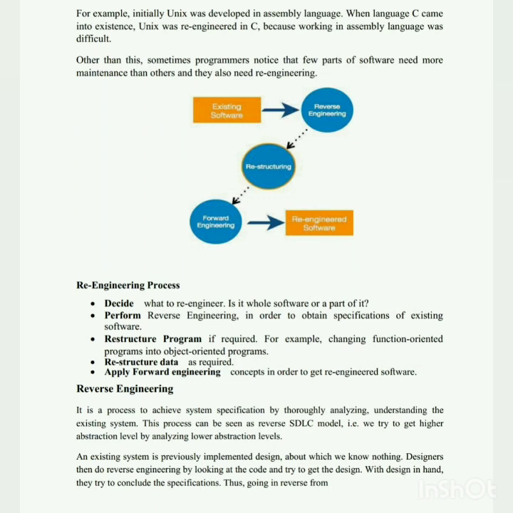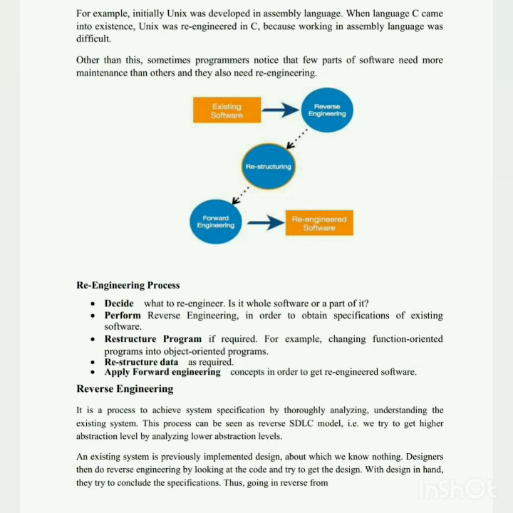Just take an example. Suppose some new software is in the hands of a designer who is not aware of the design of the software. If the code is given to this person, after observing the code, he or she will guess what the design of the system will be. That means we have done the work in the reverse form. Here we try to get the higher abstraction level by analyzing the lower abstraction level.